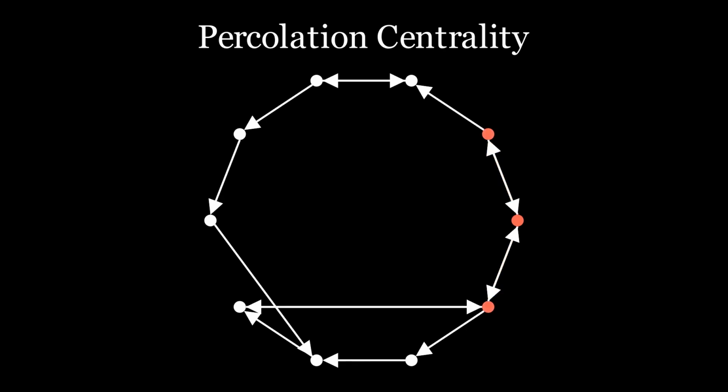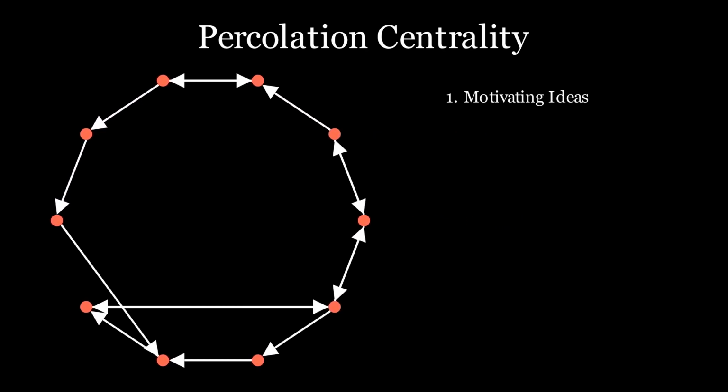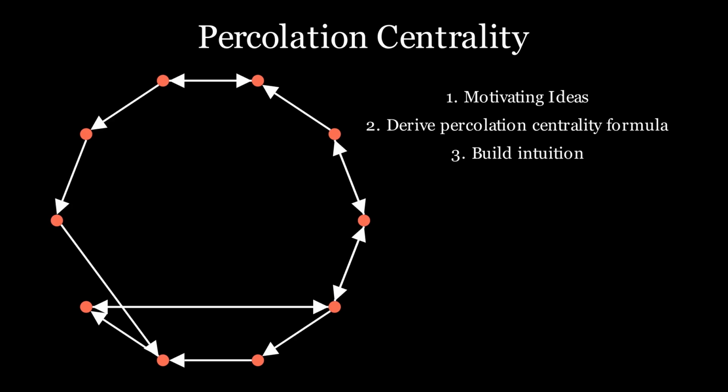Today we're going to look at percolation centrality, a measure of the importance of nodes in directed networks where a contagion is spreading. We'll first look at some motivating ideas, and then we'll derive the percolation centrality formula. Next, we'll build intuition by analyzing some special cases. Finally, we'll look at how percolation centrality can be applied to real-world contagion spread.